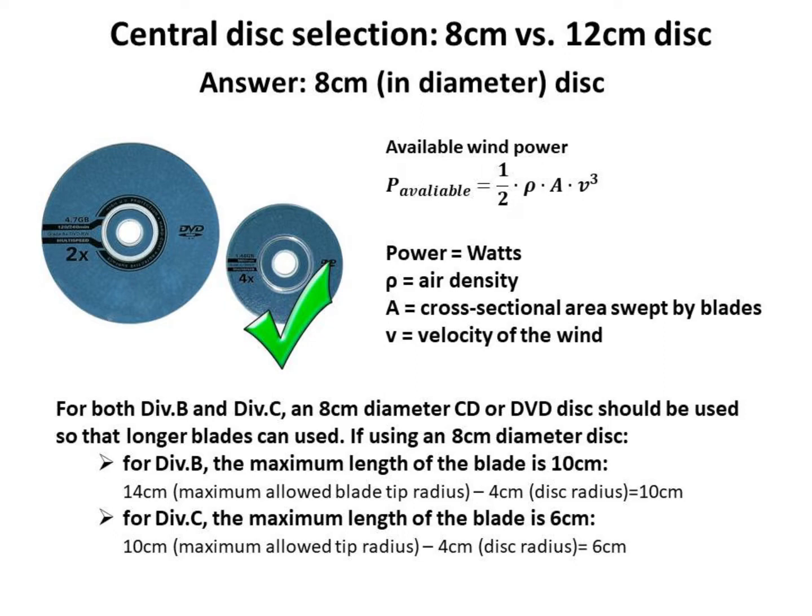The power available equals 1/2 times rho times the area swept times the velocity of the wind cubed. So for this question, I think it's a no-brainer that we should use the 8 centimeter diameter CD or DVD disc instead of the 12 centimeter one.